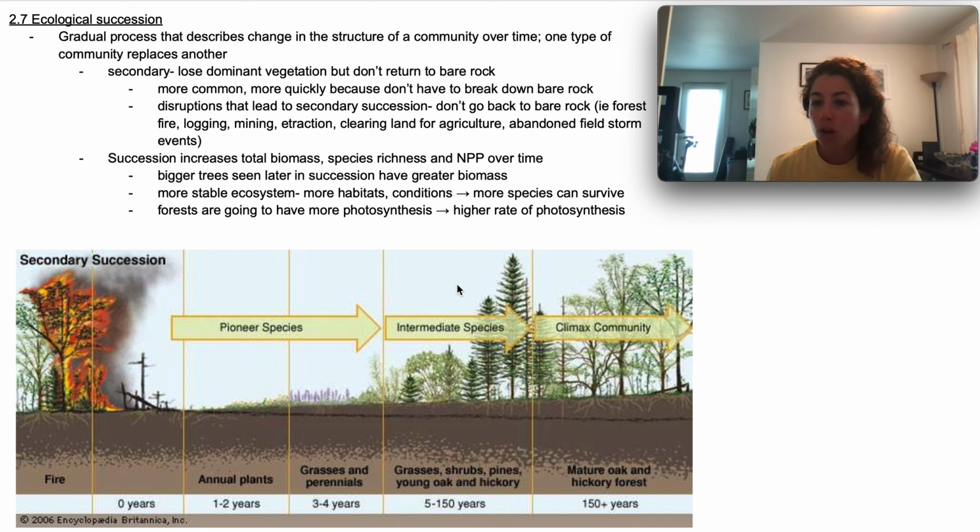Generally, as you move through your stages of succession, you're increasing biomass, you're increasing biodiversity, and you're increasing your net primary productivity. Bigger trees have greater biomass, have greater photosynthetic potential. And so that's why you see that increase in biomass and your increase in NPP. The more habitats that exist, the greater habitat diversity, the farther along in succession you are, the more species that can survive in that habitat. So generally when you see farther along in ecological succession, you're going to have greater species diversity and habitat diversity as well.